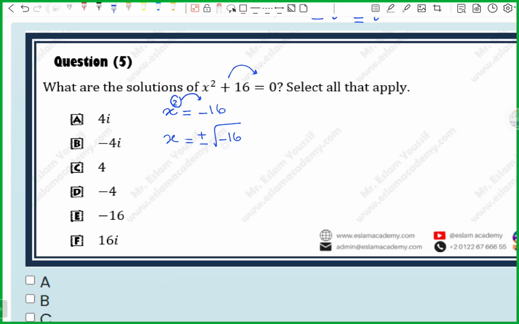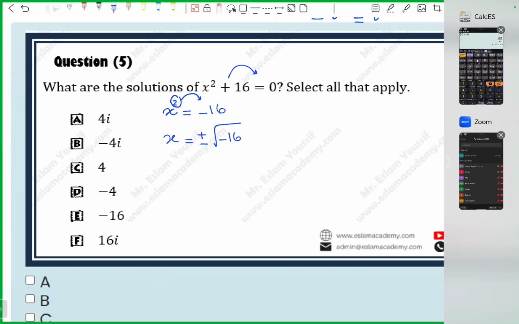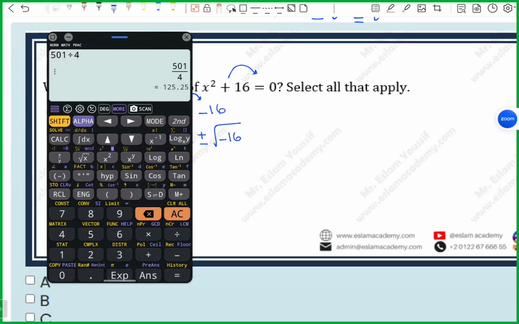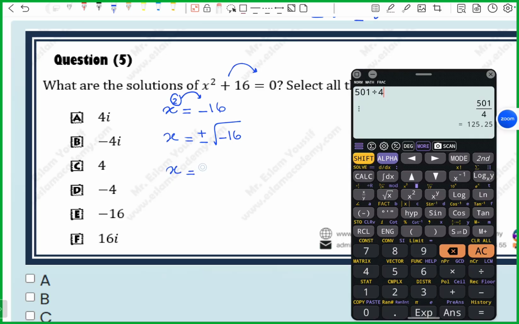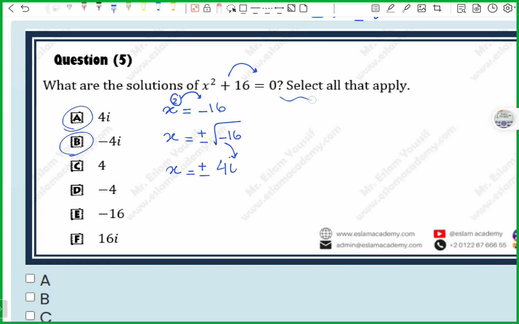What is the square root of negative 16? If you try using the calculator, it is not 4, it's negative, so it will be 4i. So x is positive or negative 4i, because we have a negative inside the square root. Any problem for this one? So the choices will be A and B, because the question says select all that apply. Any problem for this one?